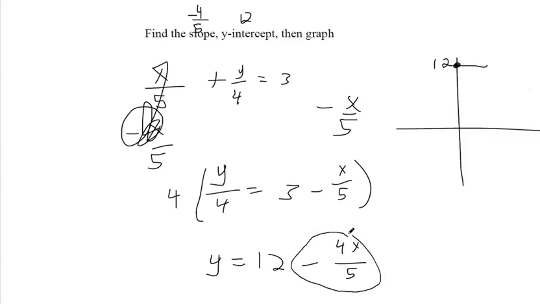And then a slope of negative 4/5 means we need to count down 4 units and to the right 5 units from our starting dot. So I went down 4 to the right 5, put a dot. Go down 4 to the right 5, put a dot. You should have a straight line. And now we've graphed the line.